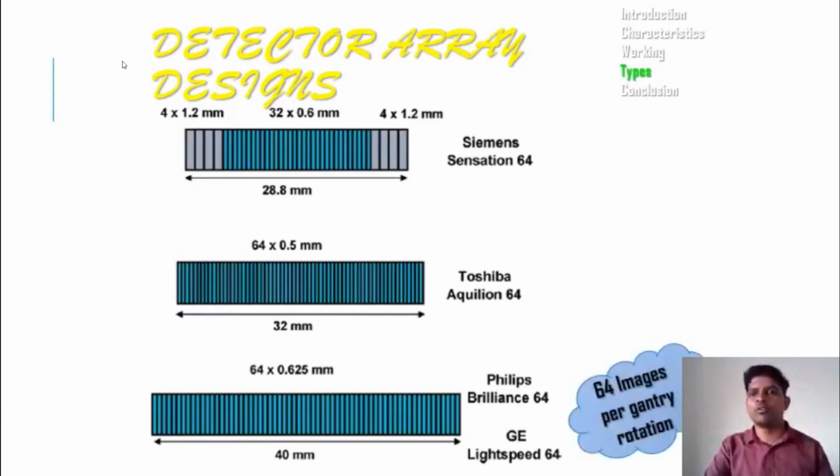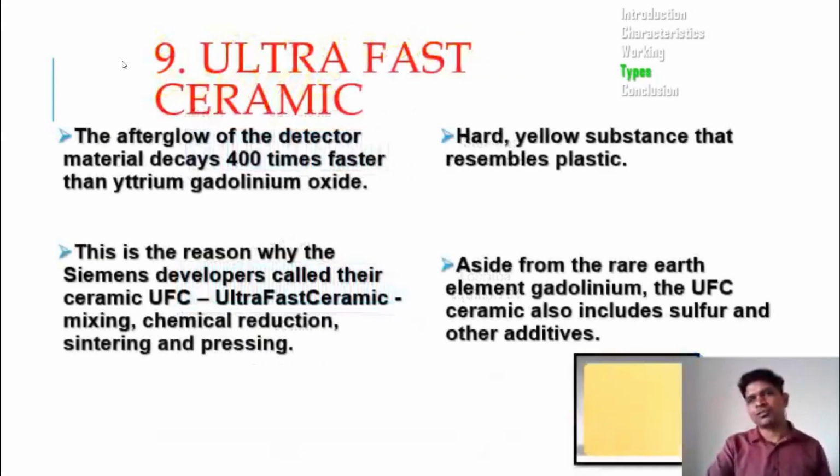You can see here how different companies use it with 64 slices. Later, nowadays, ultra fast ceramic is blooming everywhere. Everyone talks about ultra fast ceramics, the recent advance, where the afterglow of the detector material decays 400 times faster than the yttrium gadolinium oxide that I told you about in the scintillator detector section.